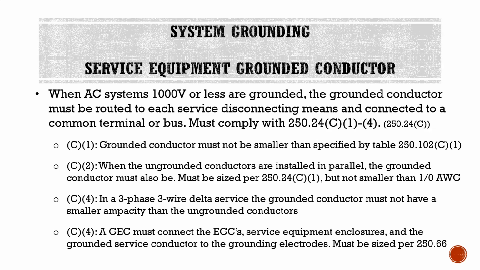And a little bit more on C4 here. A grounding electrode conductor must connect the equipment grounding conductors, service equipment enclosures, and the grounded service conductor to the grounding electrodes. It must be sized per 250.66. So once again, this is almost a repeat of what we talked about a couple times here. We have to have those different components bonded together at that service equipment enclosure point. This is really just multiple different points in this article that stress that we have to do that and how we have to do it.